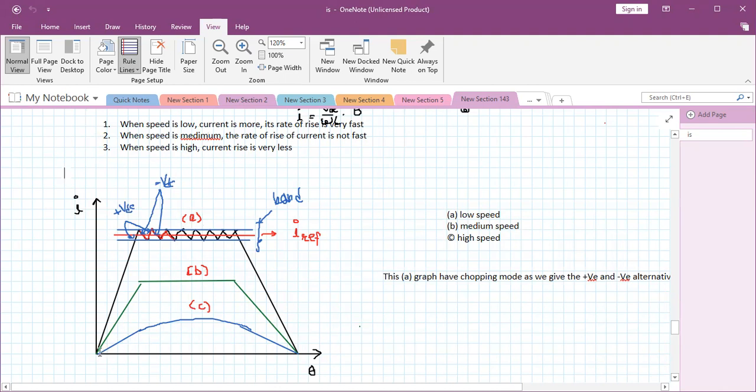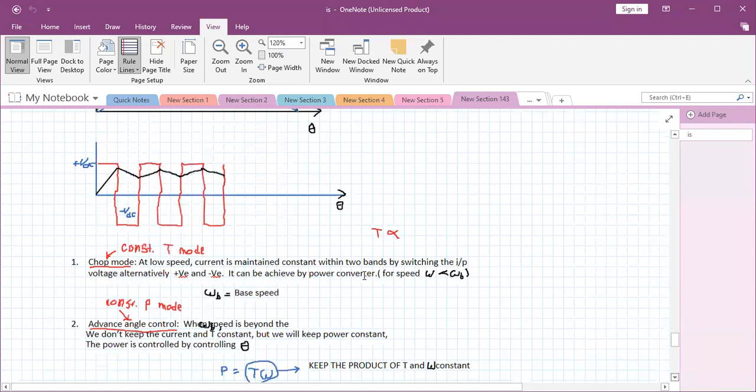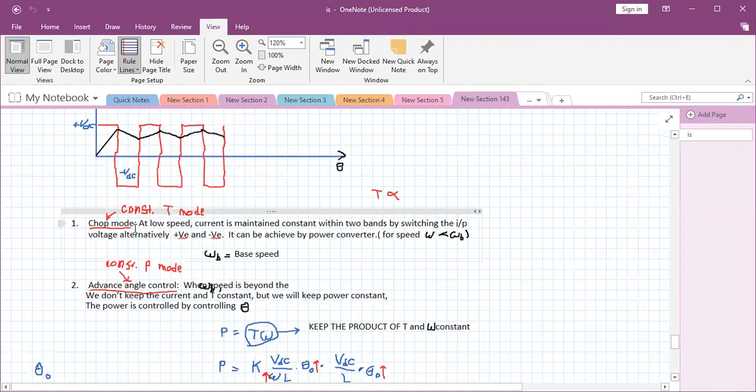Second, when the speed is medium, you can see the rate of rise of current is medium, and when the speed is very high, you can see the rate of rise of current is very low. That is graph C. So here we have discussed there are basically three modes. The first one is the choke mode, also known as the constant torque mode.